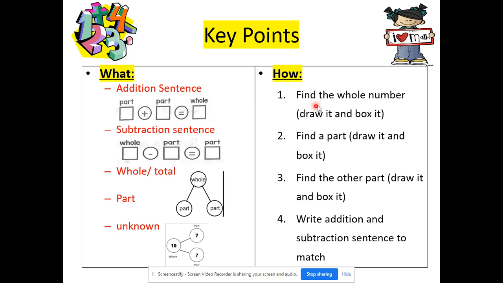What are going to be the steps, or how are we going to be successful? Well, step one, you're going to find the whole number. You're going to draw it and box it. Step 2, find a part. You're going to draw it and box it. Step 3, you're going to find the other part, draw it and box it. And step 4, you're going to write an addition and subtraction sentence to match. You will understand as we practice. Ready?